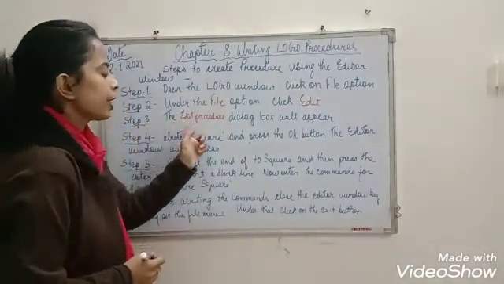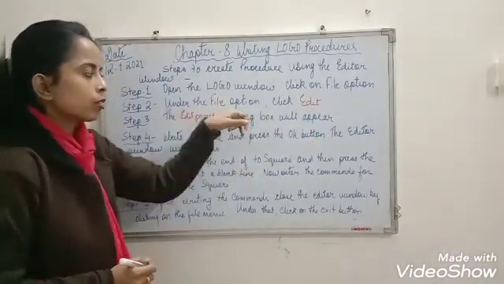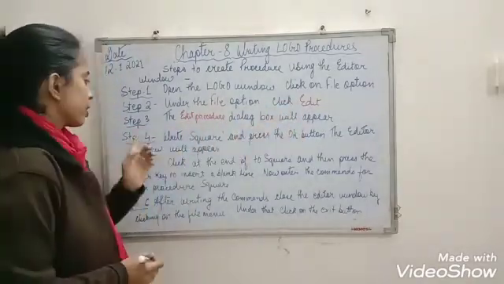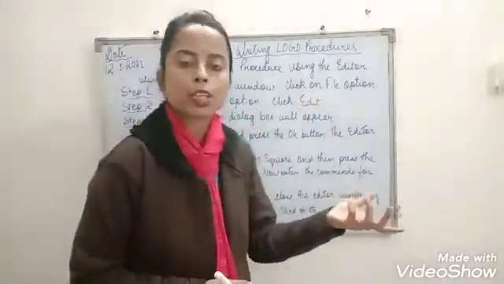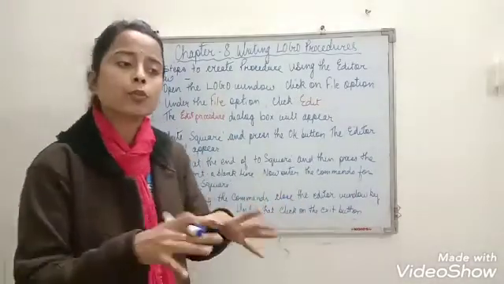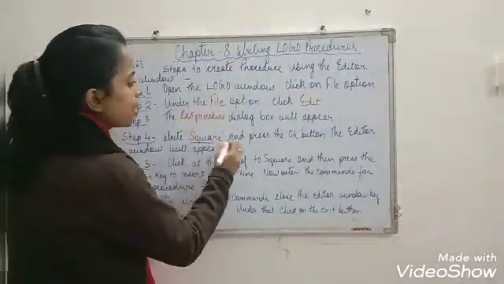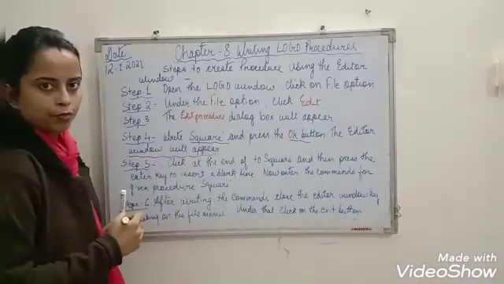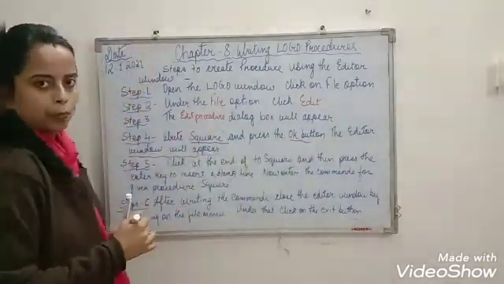Step 3, the edit procedure dialog box will appear. After you click, the edit procedure dialog box will appear. Alright. Step 4, write square. That means what? At first, what you had written in the procedure was rectangle. Now you want to edit. In place of rectangle, you want to write square. So what you have to do? You have to write square and press the OK button. The editor window will appear.